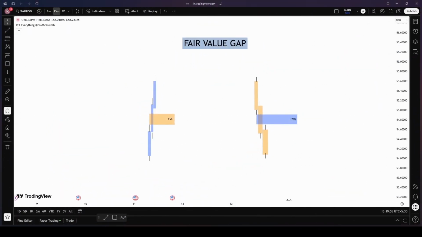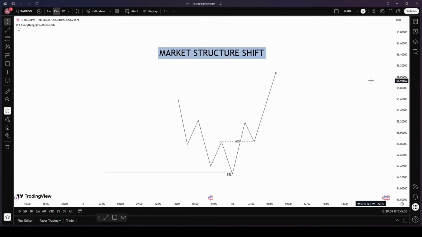Now let's move on to a fair value gap. A fair value gap is a three-candle formation where the wicks of the first and third candles don't touch, leaving a clear gap on the middle candle. This gap shows an area of inefficiency in the market, which price often comes back to fill before continuing in the main direction. And lastly, a market structure shift.